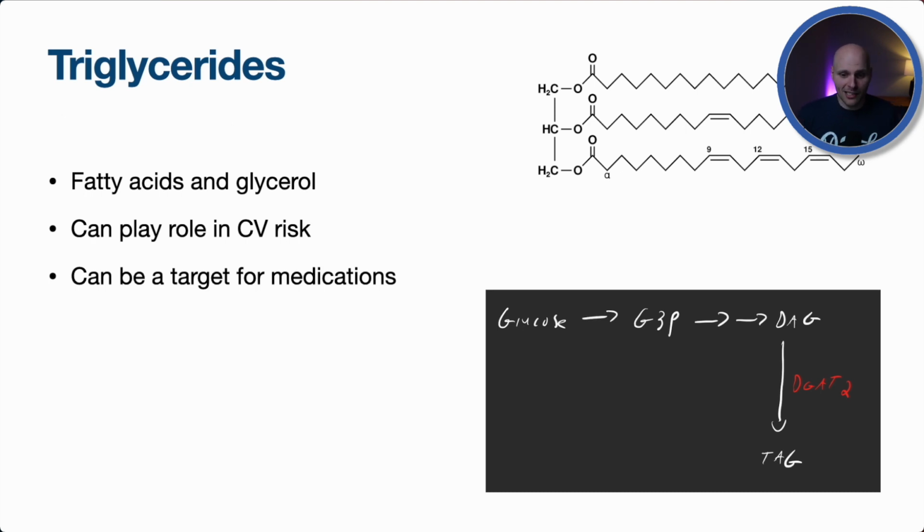Triglycerides can be made mostly in all cells of the body and are made of a glycerol backbone and 3 fatty acids. So when combined, this is where we get the term saturated or unsaturated fatty acids, depending on the number of double bonds in the chemical structure.